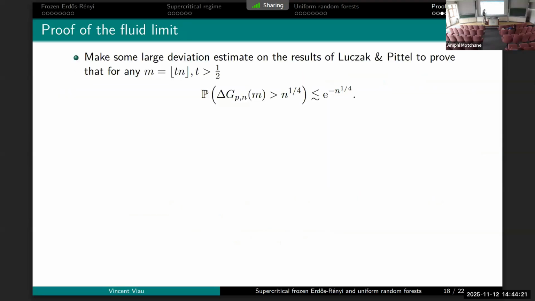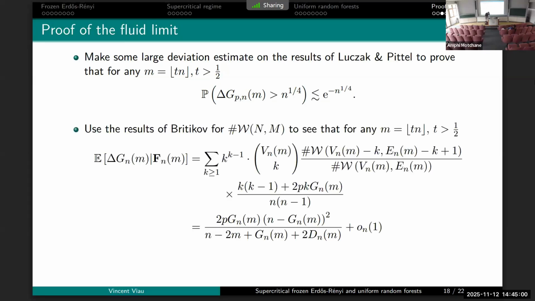So first, what we know is that we have a subcritical forest. So the largest trees of this subcritical forest are going to be small, and we can use the results of Luczak and Pittel, or more precisely make some large deviation on this result to see, for example, that the probability that a jump is greater than n to the 1/4 is exponentially small. Okay, so you only have small trees in your forest, and so the jumps of your process G are small.